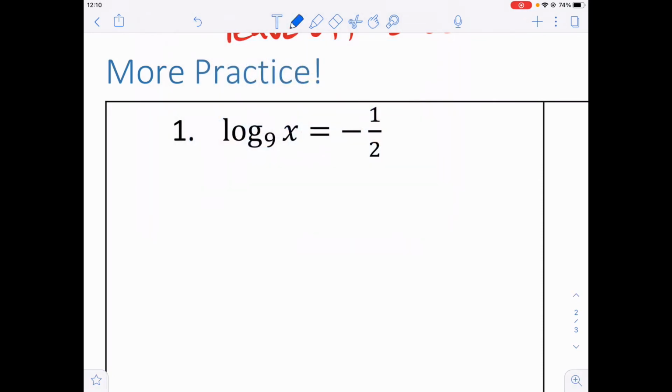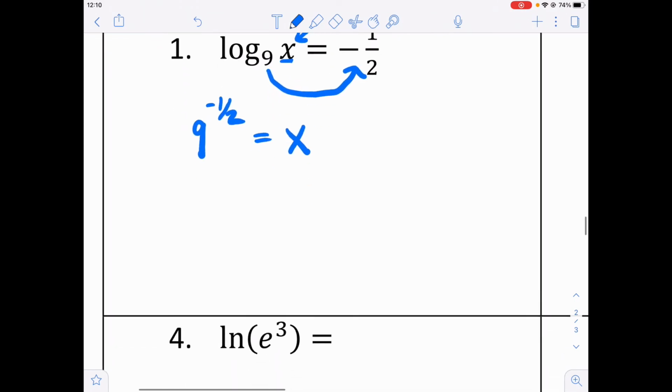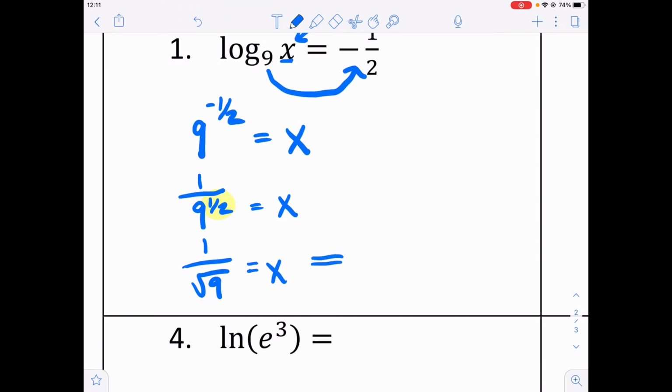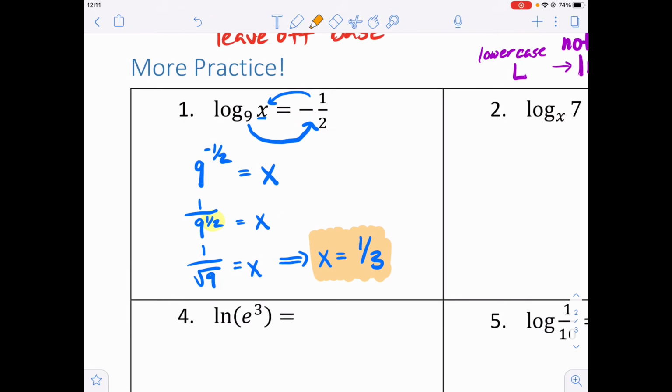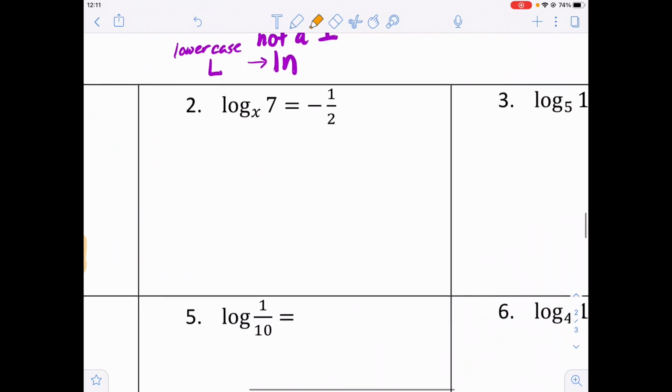So we look at this one, our x is inside the log, but we can get it out by using our circle notation. 9 to the negative 1/2 equals x. Well, let's resolve this. Negative means 1 over, so we've got 1 over 9 to the 1/2 equals x. Then you need to remember that the 1/2 means square root. This is the square root of 9. And so that means that x is equal to 1 over 3. So here's our little circle.